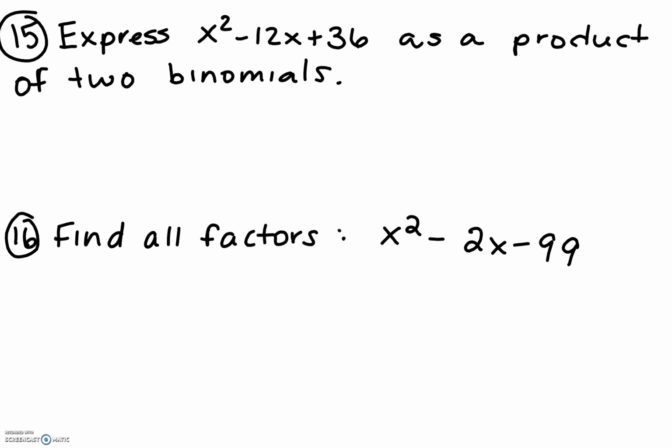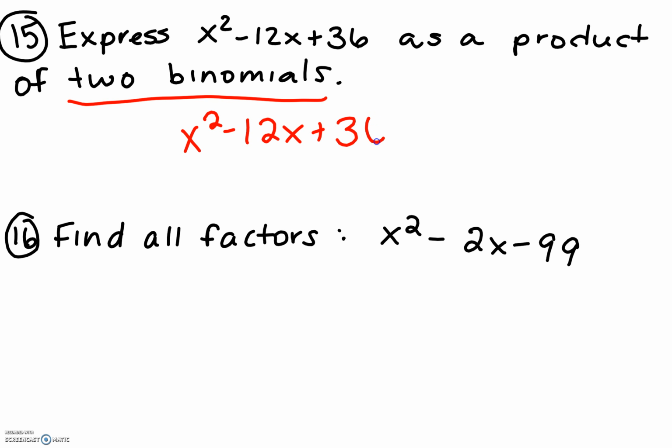Express x squared minus 12x plus 36 as a product of two binomials. Again, we're going to look at x squared minus 12x plus 36, and what we want to do is factor it. So again, the first thing that we want to do is look for a GCF, and there is no GCF between all three terms. So then I'm going to look and see that it's a trinomial. So a trinomial with a leading coefficient of 1, I'm going to use the 1am method.